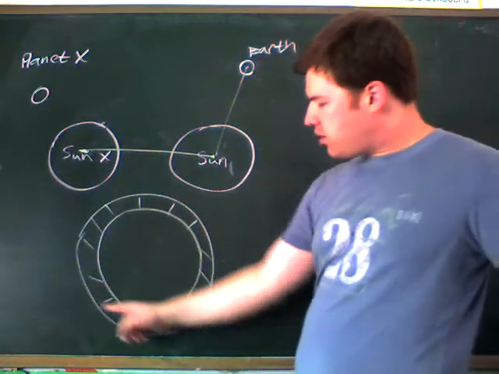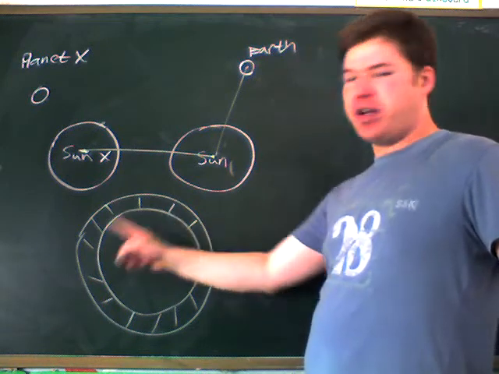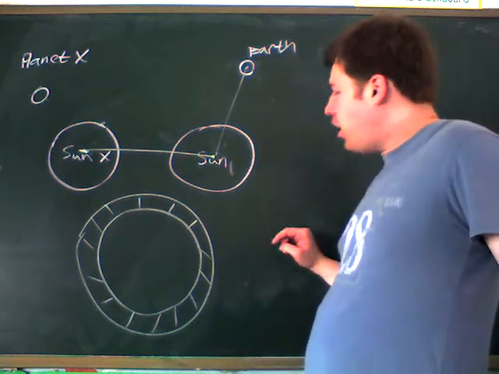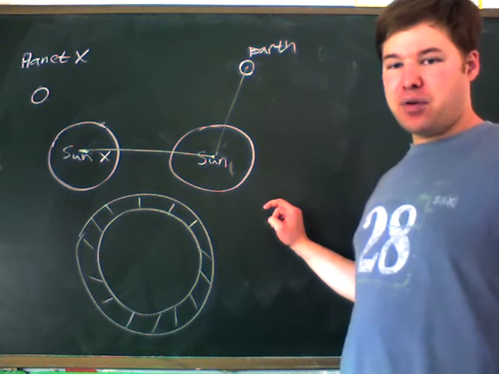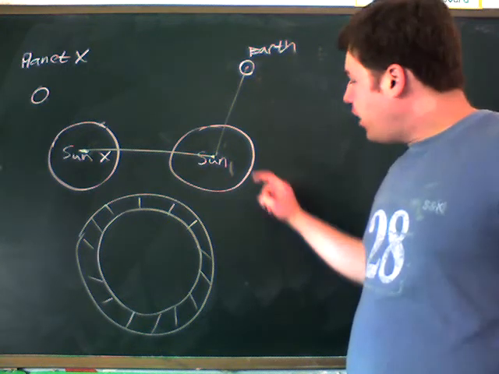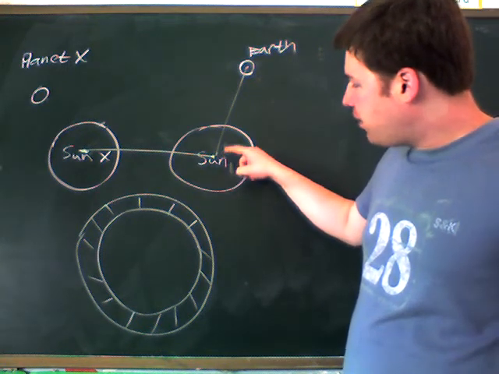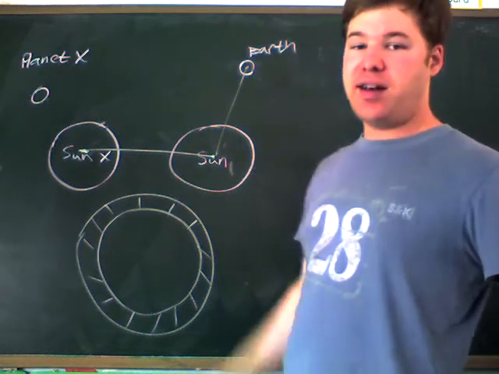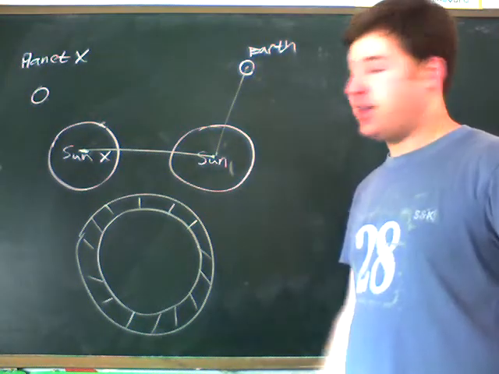Okay, this is our outermost ring. Basically a very simple, very basic Stargate. And that's going to connect our sun to the sun X. Okay, that gets us there.